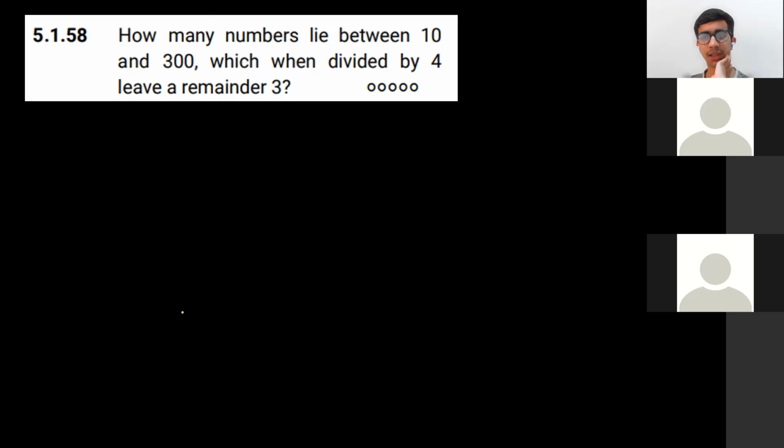Sir, can you tell, will 11 be included in the AP? Because when -3 is equal to 8, which is divisible by 4. Yeah, so 11 will be included. And that lies between 10 and 300 too, no? 11 lies between 10 and 300, and it also satisfies that when you divide it by 4, you get a remainder of 3.